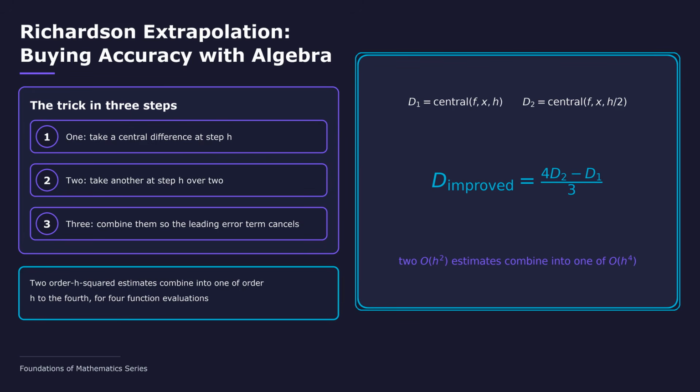So two order h squared estimates are combined algebraically into one of order h to the fourth, at the cost of evaluating the central difference at 2 step sizes. 4 function evaluations rather than 2. That is a very cheap way to buy 2 extra orders of accuracy.